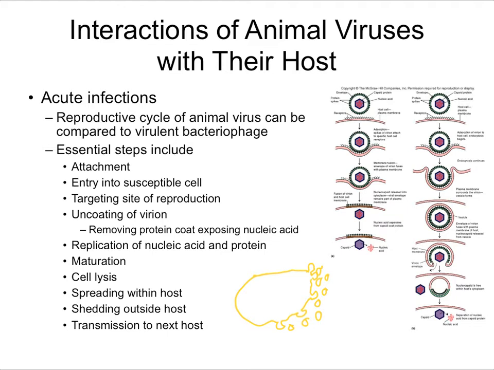Whether it happens all at once or slowly over time, you get cell lysis and release of the viruses. And because animals are multicellular creatures, this isn't the end. You now have the viral disorder spreading within the host, from one cell to another, and spreading outside of the host. Spreading outside of the host is technically called shedding. And then transmission to the next host, infection.